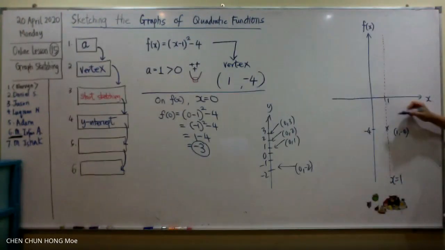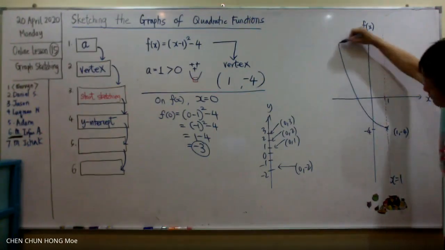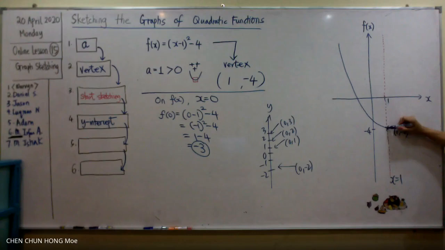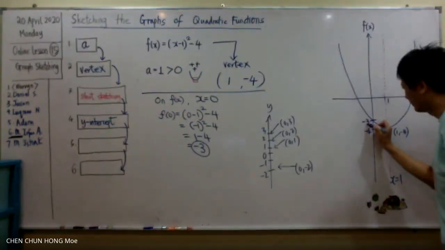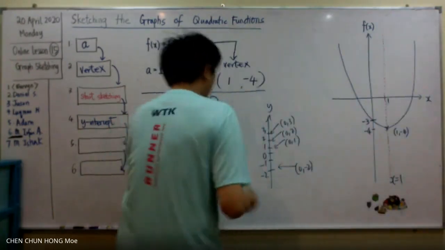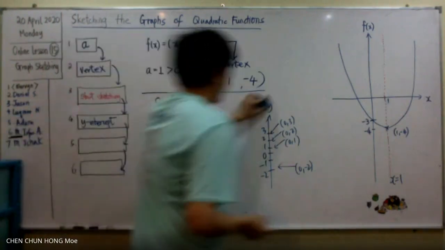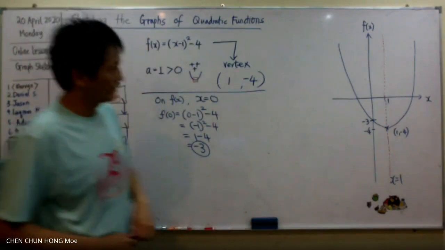Then you can continue with your sketch. -3 maybe somewhere here, right? Now you know the graph cuts here, going upwards, and draw a symmetry on the other side. And then you can label here -3. All right, so it's more or less done. You get most of the marks by now.